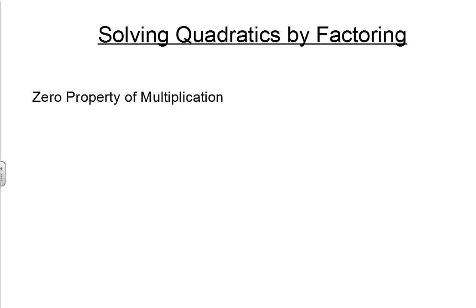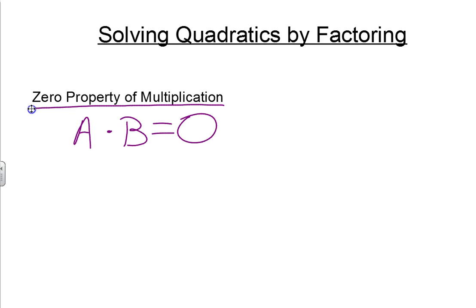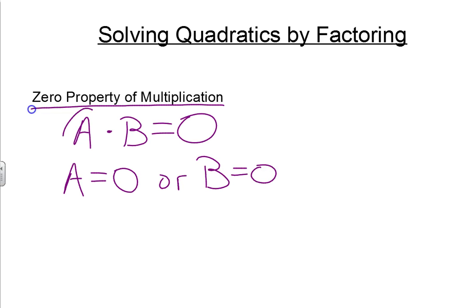The first thing we want to start off with is something called the zero property of multiplication. Basically, it says if I have two numbers multiplied, say the first number is A and the second number is B, and I get 0, what do I know about one of those numbers? Doesn't either A have to be 0 or B have to be 0? If I have two things multiplied to give me 0, one of these has to be 0. Is that the same for addition?